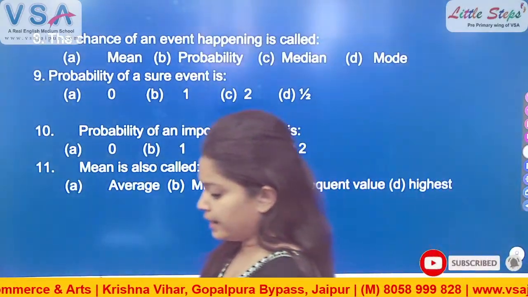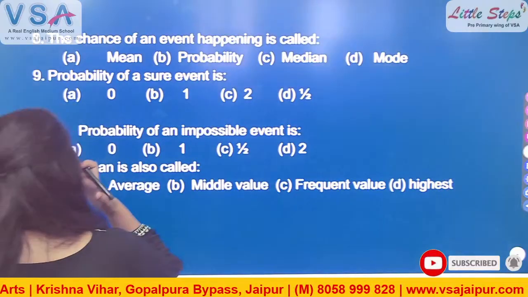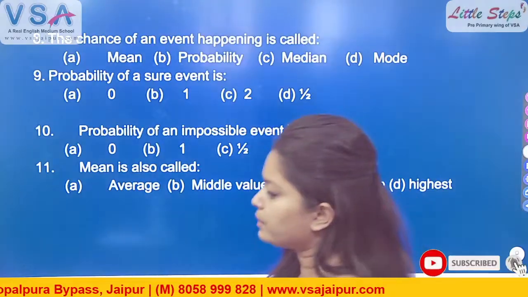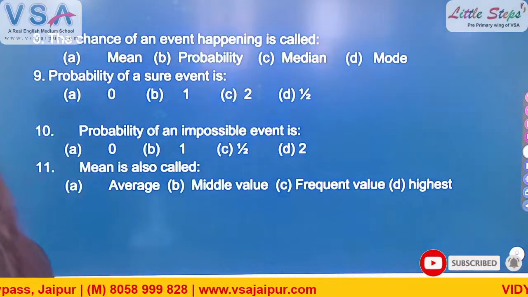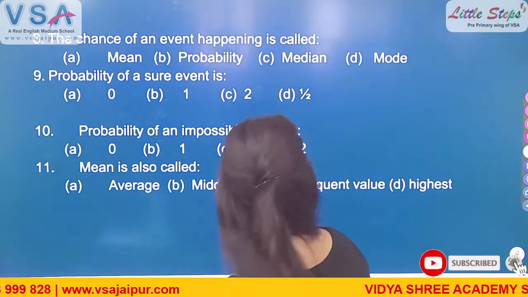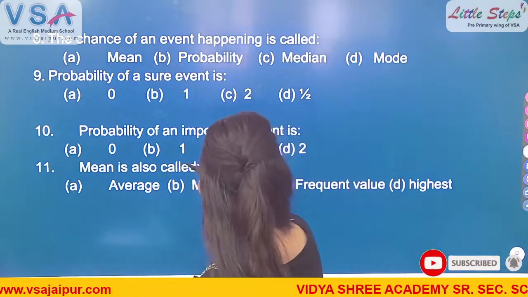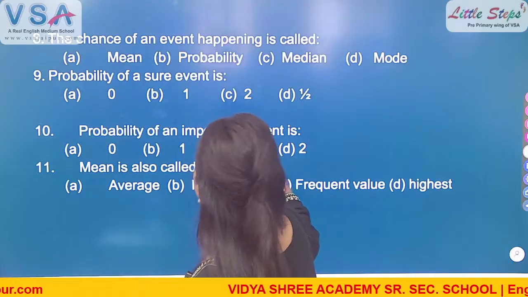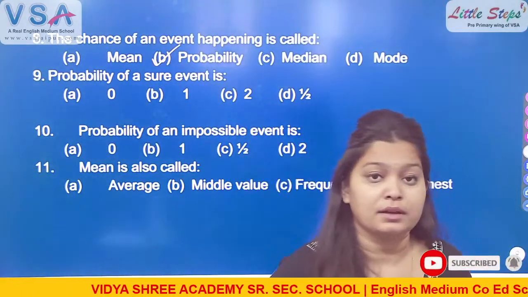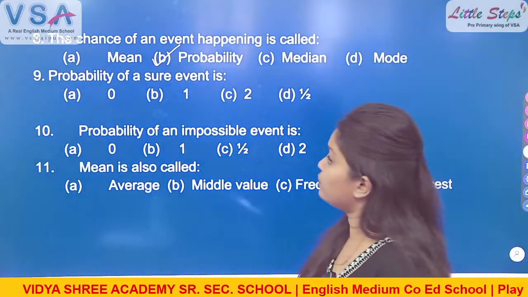Yes. Next MCQ what we have? The chance of an event happening is called. कोई भी event होता है उसे हम क्या बोलते हैं? उस event को हम बोलते हैं mean, probability, median. We call it probability. Next, moving on to next MCQ.